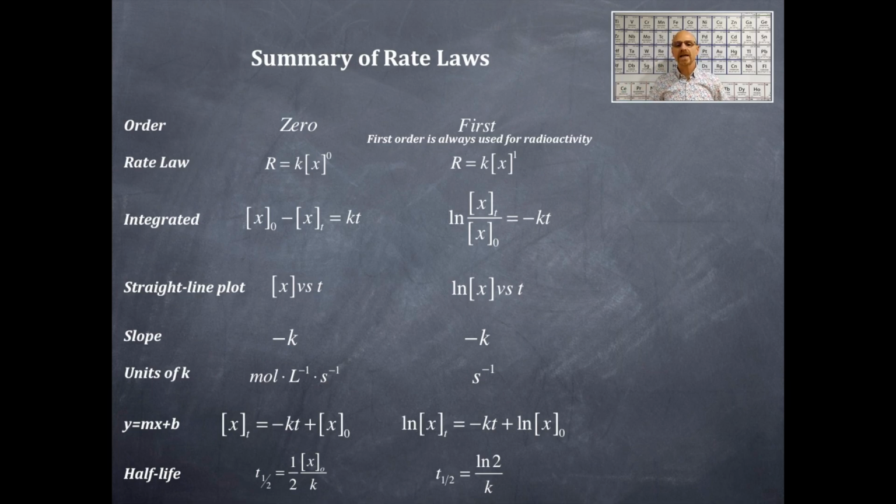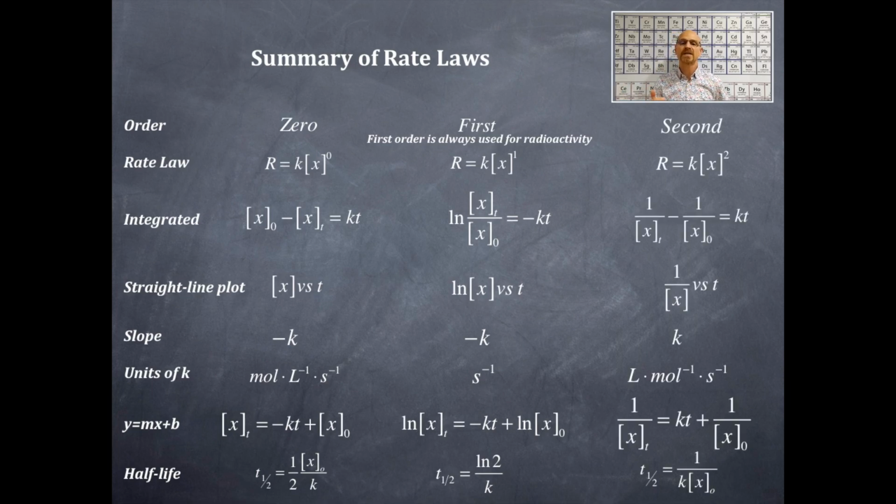Okay, I'm going to go to the far right hand side over here, and we're going to be talking about second order rate laws. Second order rate laws, the rate law itself is R is equal to k concentration to the second power. That's why I know it's second order rate law. The integrated rate law is equal to 1 over x sub t minus 1 over x sub naught is equal to kt. The straight line plot is 1 over the concentration versus time. And the slope is a positive k. That means the slope is a positive k.